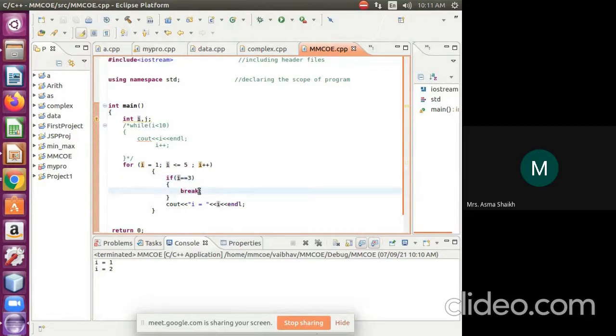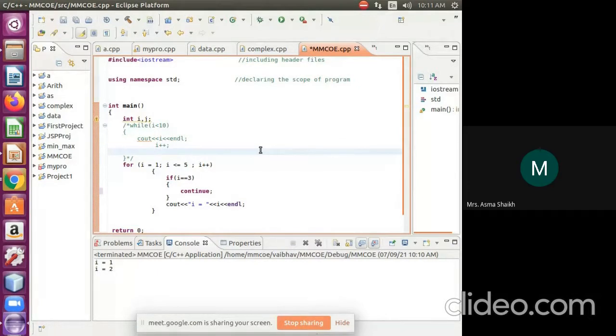If I change this to continue, students, tell me what will be the output? What is the use of continue here? i is equal to 1, i is equal to 2, i is equal to 4, and i is equal to 5. Very good. Who is that? Yes, Aryan. Good programming skills. Other students, are you also able to answer, or only Aryan? You also know this concept.